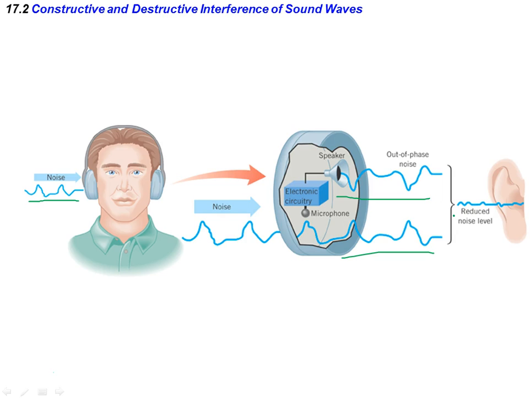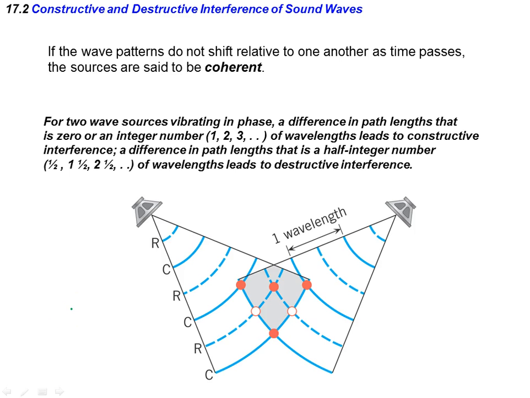Your cell phones do the exact same thing in that there's a microphone that receives your voice, and there's also a microphone that's receiving the outside noise, and it's trying to send the out of phase signal to reduce that outside noise. If the wave patterns do not shift relative to one another as time passes, the sources are said to be coherent. So for two wave sources vibrating in phase, and remember, in phase will cause constructive interference, a difference in path lengths that is 0 or an integer number, 1, 2, 3, 4, and so forth, of wavelengths leads to constructive interference.